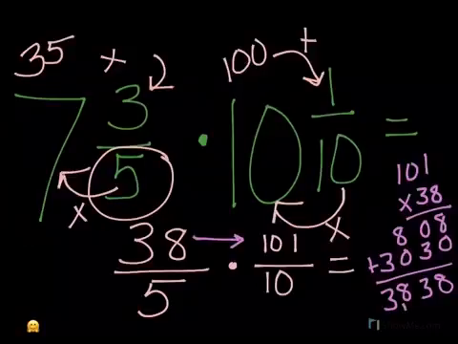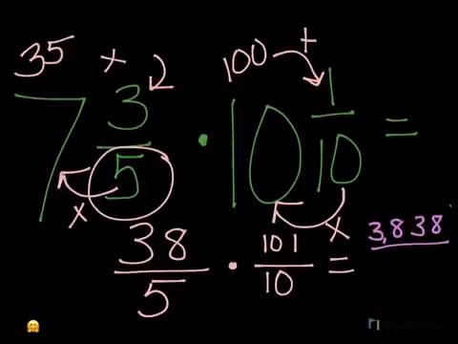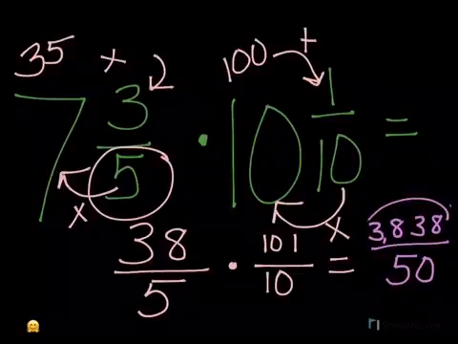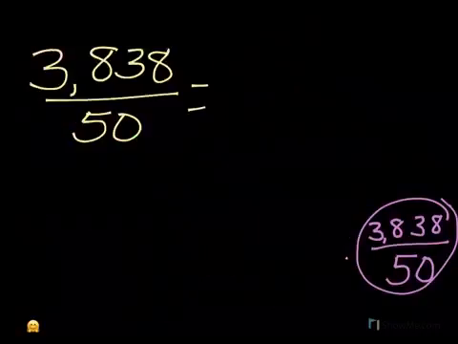So I get 3,838. So 38 times 101 is 3,838. Now I'm going to multiply my denominators. 5 times 10 gives me 50. I'm left with this really ridiculous fraction. This is an improper fraction. So I need to change it to a mixed number.